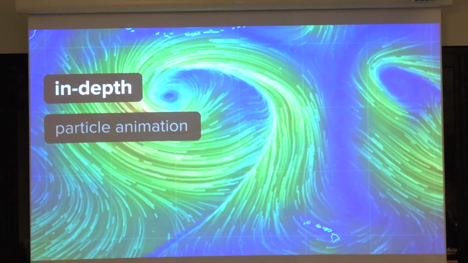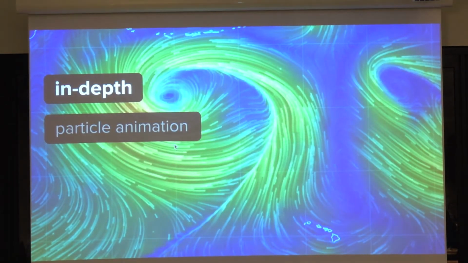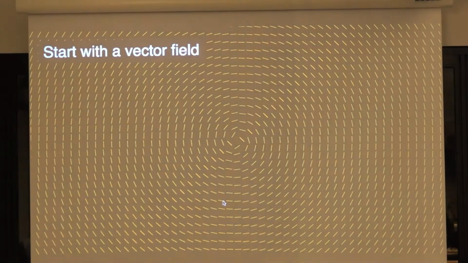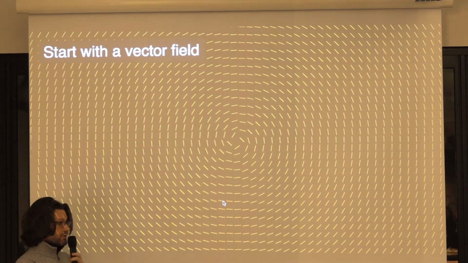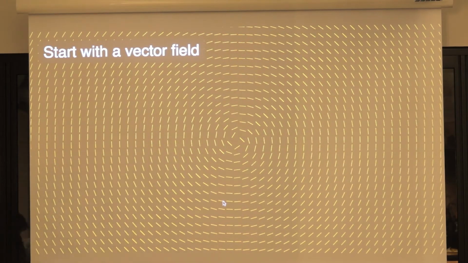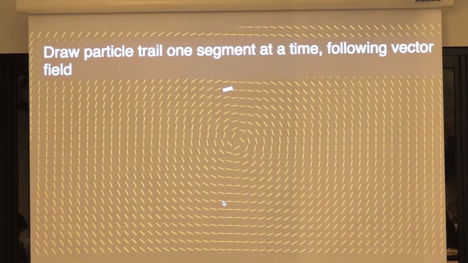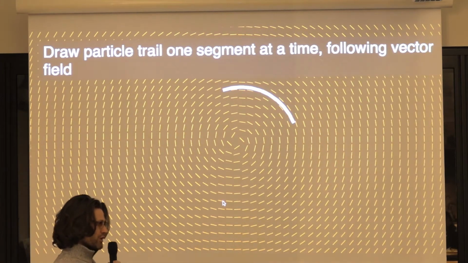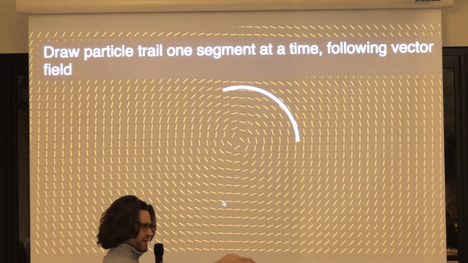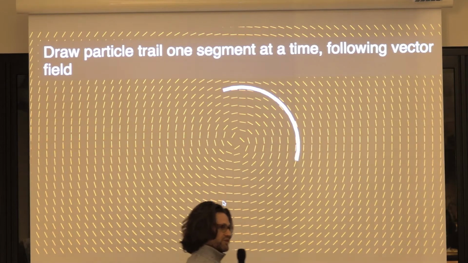So let's talk about that animation. When you download the weather data, it shows you a vector field. It looks like this. And we want to draw particles on this field. So let's draw one small segment at a time. Draw the segment. Every frame, look at what the vector points you at and draw that direction.